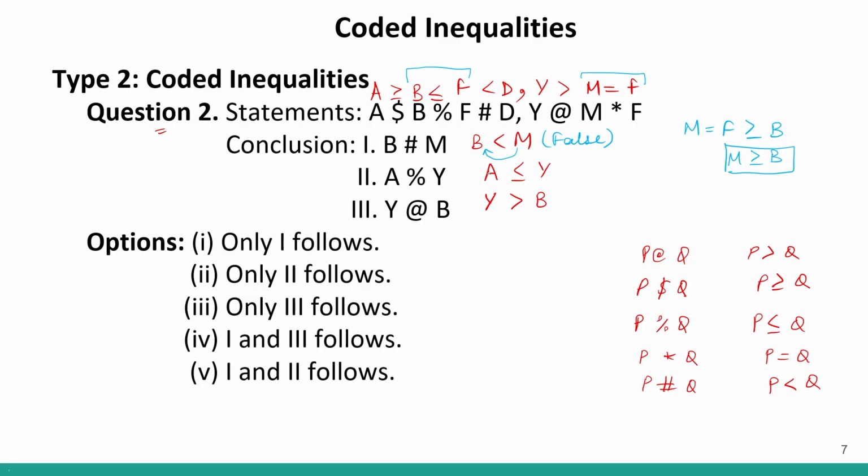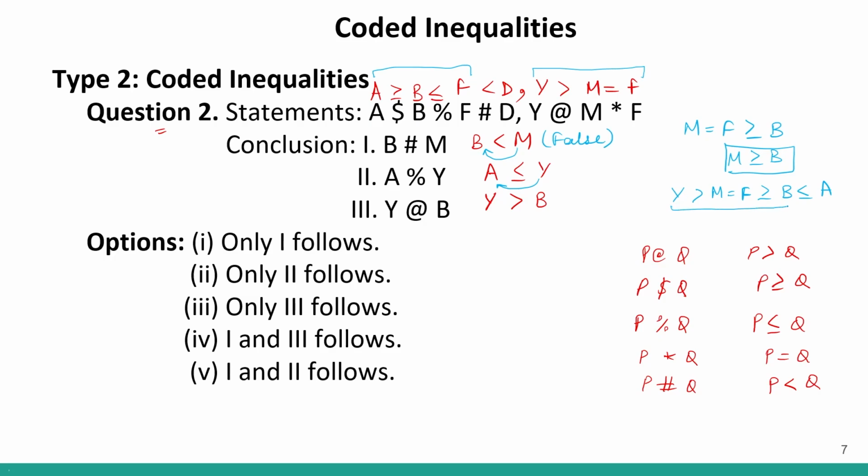Correct? Now over here we will move from Y to A. From Y to A, if we move, I can see a relationship between Y and F and A. So basically it says Y is greater than M, which equals F. F is greater than or equal to B, but B is less than or equal to A.